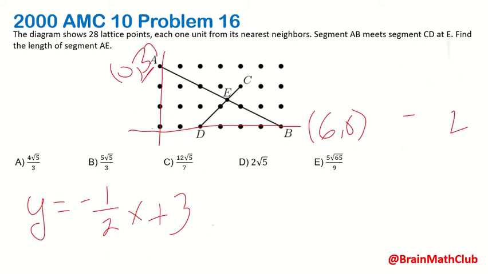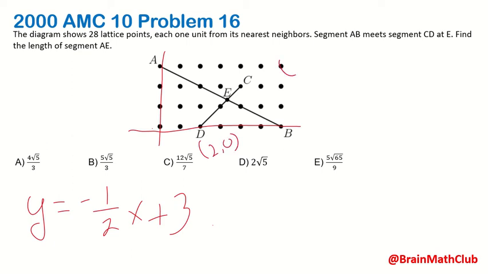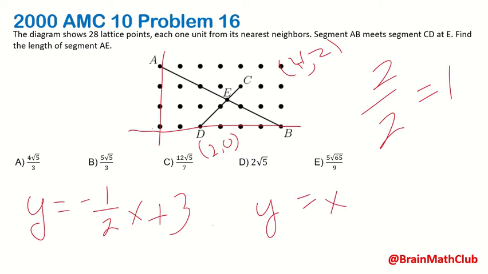So now let's find the equation of CD. We just do the same thing. We know this point over here is (2, 0), and this point over here is (4, 2). Then we find the slope again: 2 upon 2 equals 1. And so it's y equals x minus 2. We know it's minus 2 because these equations need to satisfy those 2 points. Now we can erase all of this.